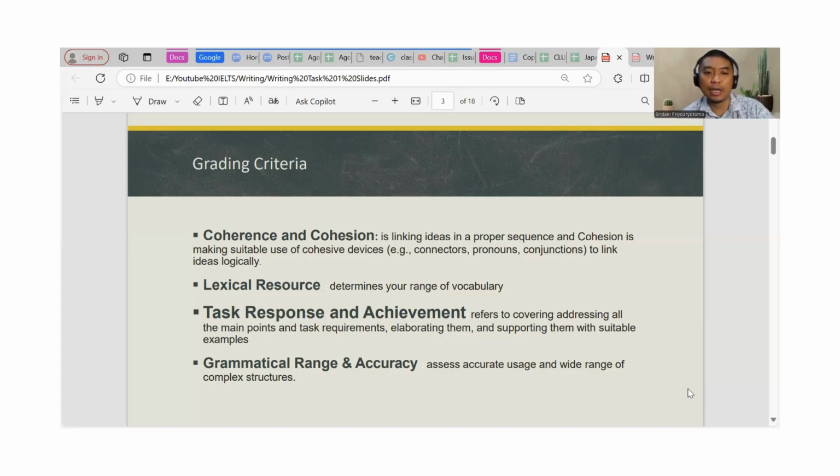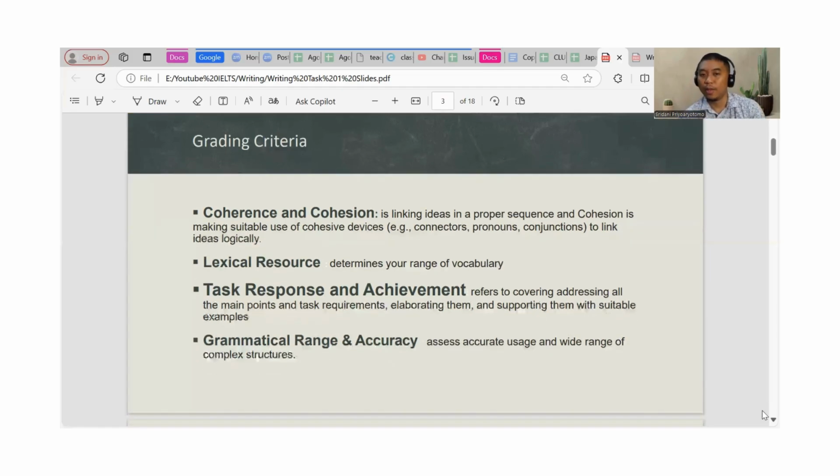Okay, the next grading criteria is grammatical range and accuracy. Basically, it's pretty much straight to the point: it assesses accurate usage and a wide range of complex structures or sentences, grammar, whether you utilize simple, complex, or compound sentences and use them accordingly, and whether you use the proper tenses to explain some of the points asked in the questions.